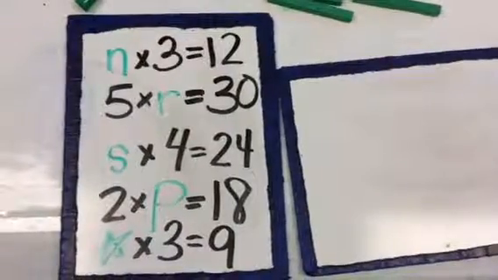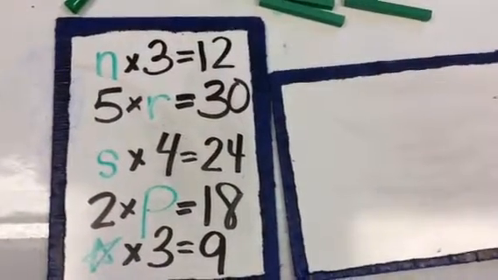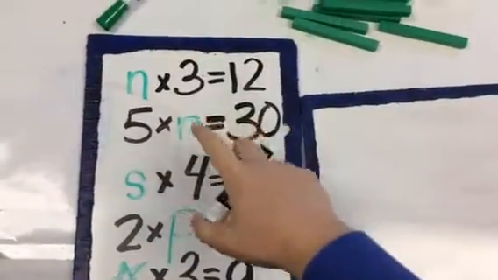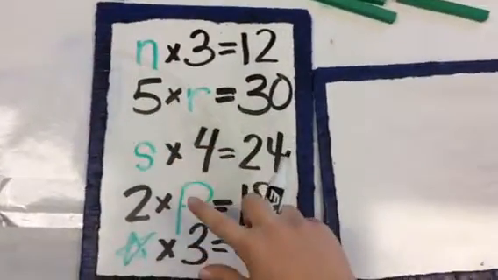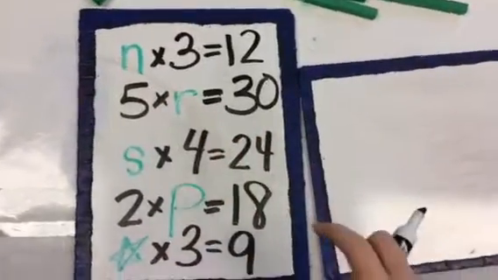Hey math friends! Today we're going to solve multiplication with unknown factors. So you can see some of my unknown factors over here. I have letters in their place, like this is an N, an R, an S, a P, a star. All of these are unknown factors.